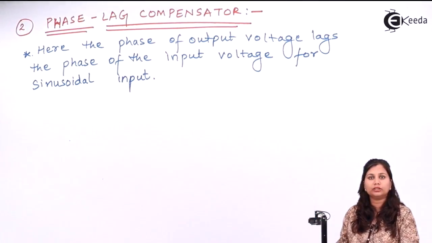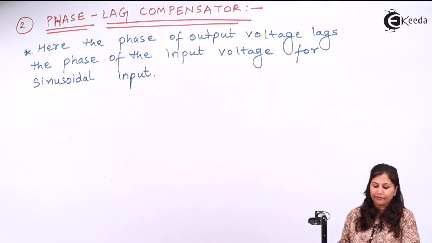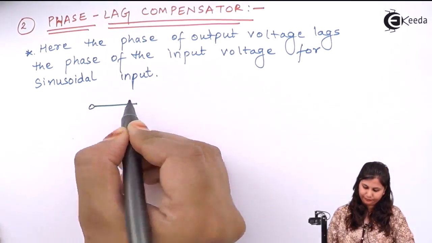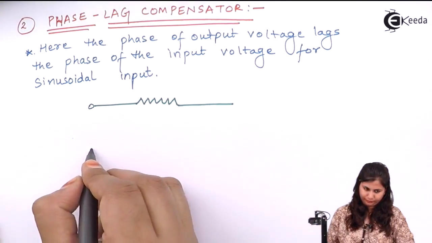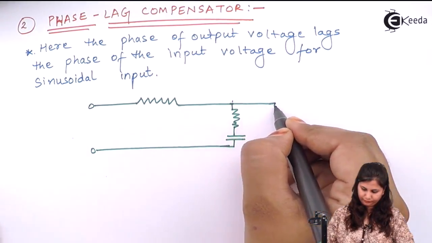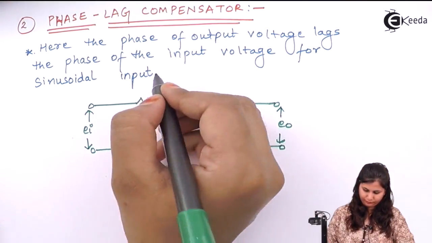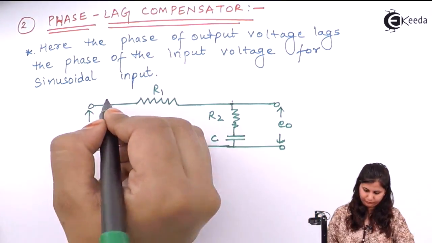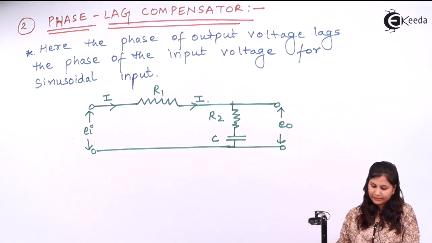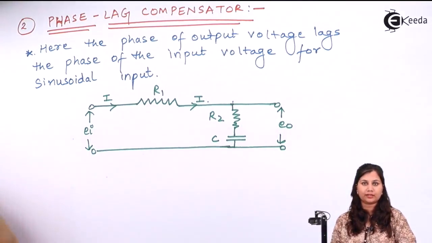So let us draw the electrical network or circuit diagram for the phase lag compensator. Now let us write the equations for this circuit because we want to derive the transfer function.